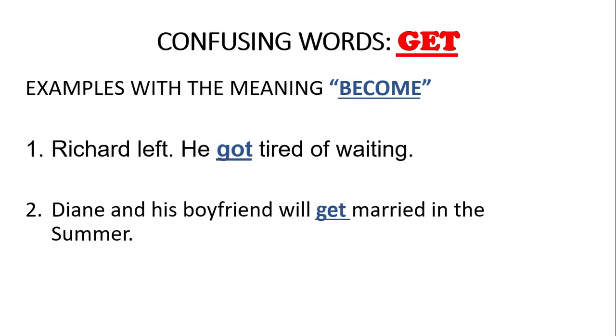Other examples with the meaning become. The first one says, "Richard left, he got tired of waiting." This sentence tells us that Richard became tired of waiting. That is the meaning of this word. Another example says, "Diana and her boyfriend will get married in the summer." When you see that word in this kind of sentence, you understand that Diana and her boyfriend will become married in the summer. In this case, the meaning is become, becoming something.